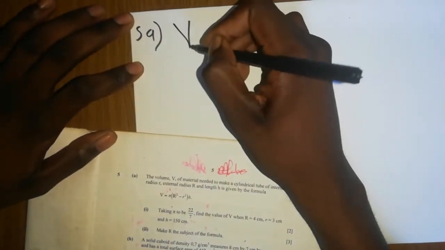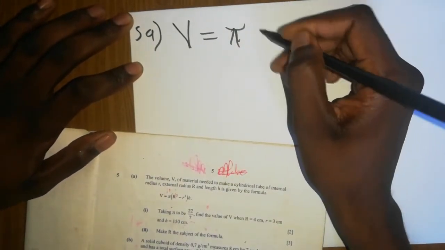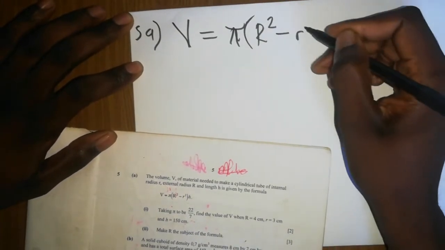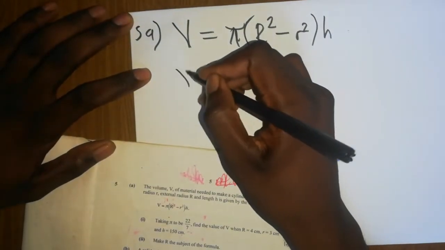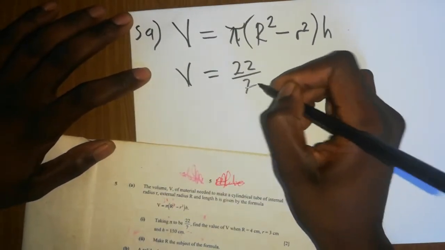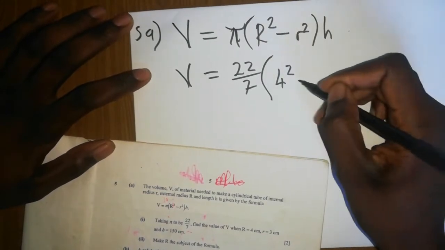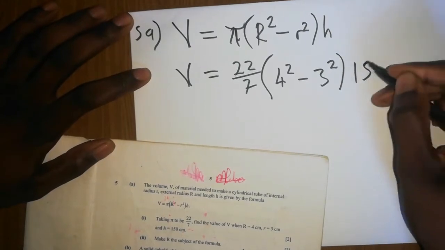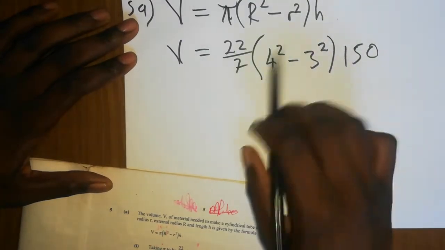The formula is V is equal to pi, bracket capital R squared minus small r squared, then bracket h. So I'm looking for this V. So I'm now substituting. What's the value of pi? 22/7. What's the value of capital R? That's 4 squared minus 3 squared, close. The value of h is 150. From this stage, I'm going to apply pointers. I have to deal with what's inside the brackets first.